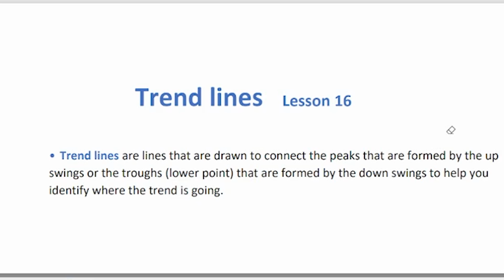First and foremost, what is a trend line? Trend lines are lines that are drawn to connect the peaks that are formed by upswings or the troughs that are formed by downswings to help you identify where the trend is going. So the trend lines connect the peaks from the upside and connect the lower points from the downside to show you the direction of the market or to confirm the trend.